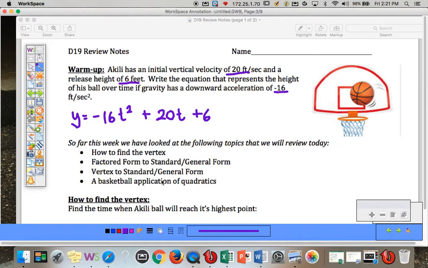So far this week we have looked at the following topics that we will review today: how to find the vertex, changing from factored to standard form, general form, which means the same thing, vertex to standard or general form, and a basketball application. So first of all, how do we find the vertex? If this is the Achilles equation, when will the ball reach its highest point?